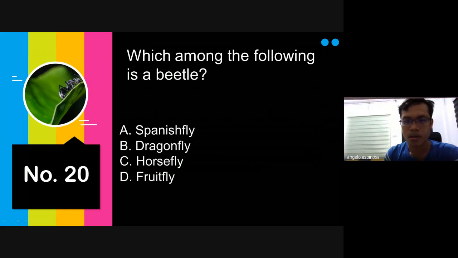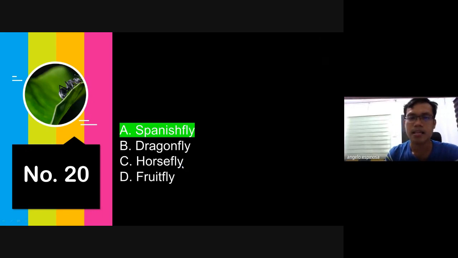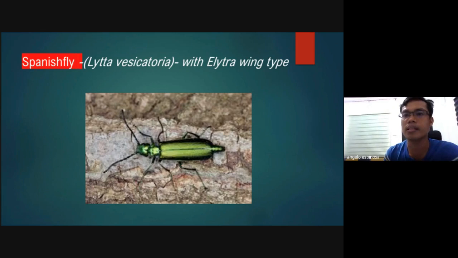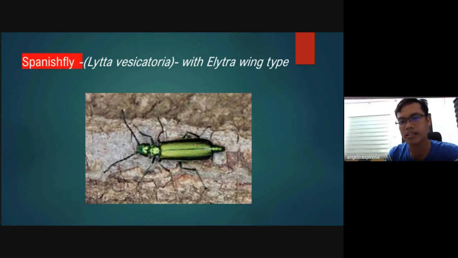Okay, let's check. The correct answer for number 20 is letter A. Letter A, Spanish fly is a beetle. Okay, let's check. What is Spanish fly? So this is the Spanish fly. It's Lytta vesicatoria with elytra wing type, a first wing type of the insect.